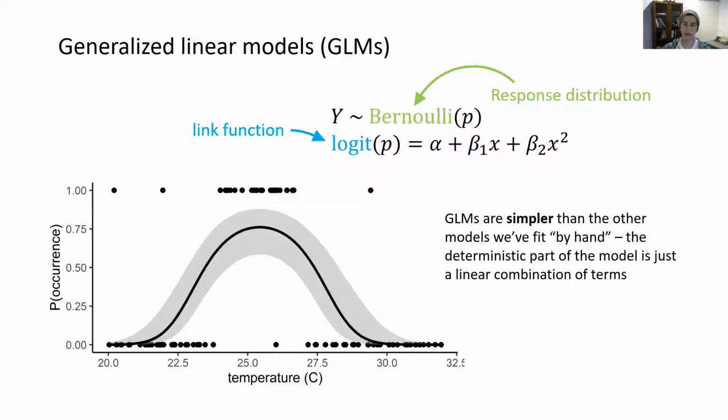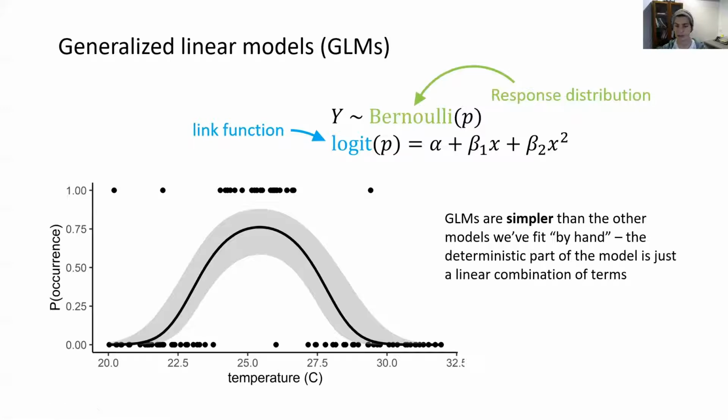The name for models like this, where we have a response distribution, such as the Bernoulli, and where a transformation of the parameter or the parameters of the distribution depends linearly on some combination of predictors, is called a generalized linear model. The function that connects the parameters of the distribution to the predictors is called the link function, and in this case, it's the logit link.